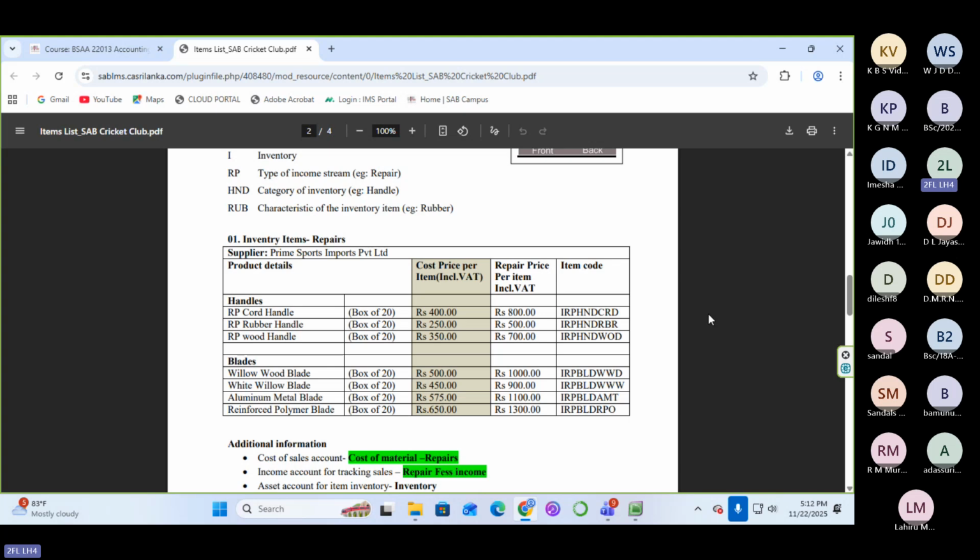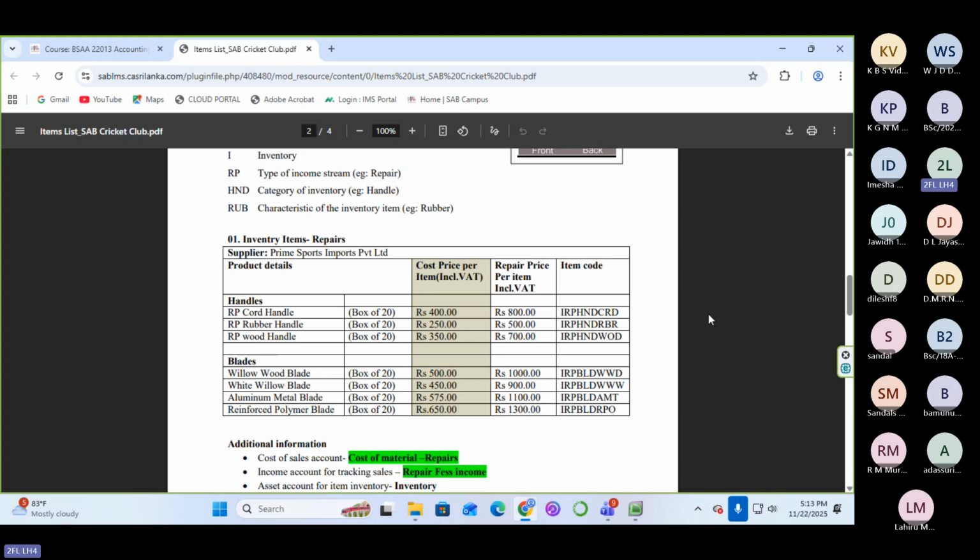Okay. Shall we start now? Shall we start? Right. Now we will start creating the other types of items, right? In the same table, you have blades. So we will create those blades, 4 types of blades.